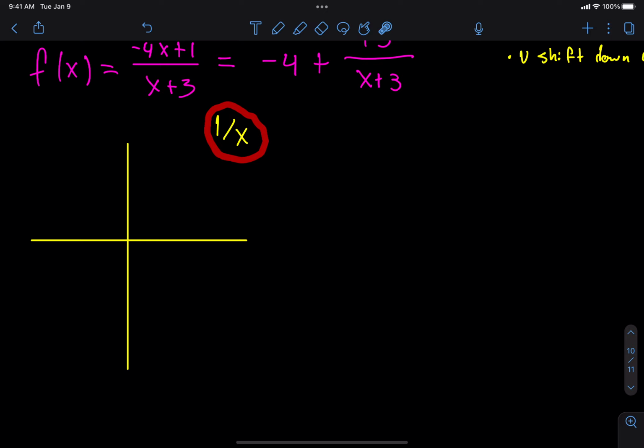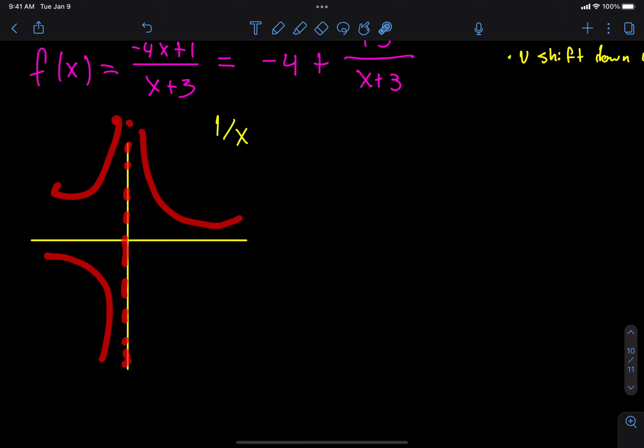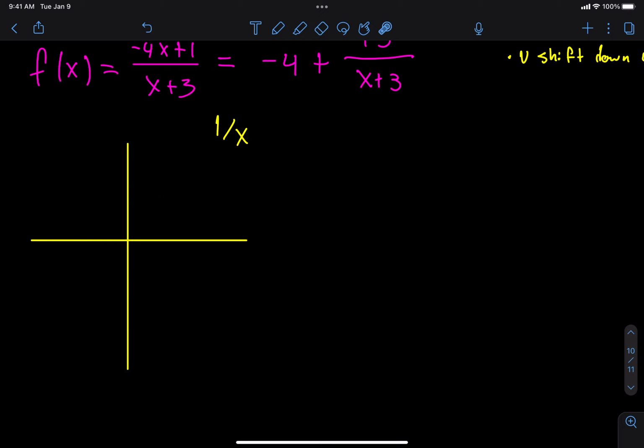What is going to cause 1 over x to blow up? Divide by 0. Yeah, divide by 0, right? So if x is 0, that's when we're going to have a vertical asymptote. So this one we have a vertical asymptote here. So we need to know, does 1 over x go down and up, or does it go up and then down, or is it up on both sides, or is it down on both sides? What should it look like?